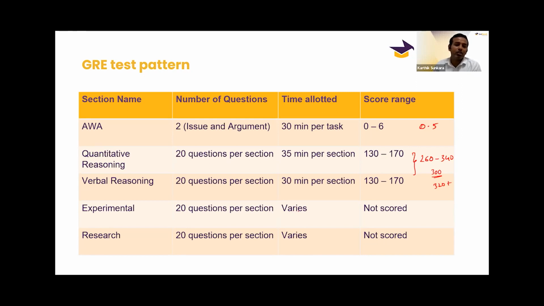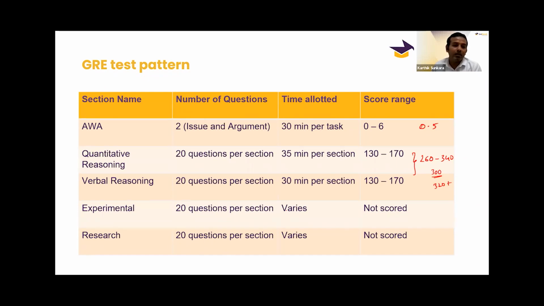And in the same way, the research section is also similar to the experimental section. Now, what is the difference between the experimental section and the research section? In the experimental section, we will not be able to identify which one is the experimental section. But for a research section, we will definitely be able to identify. How? If you get a research section, the last section of your exam will be the research section, and it will be mentioned clearly on the top of the screen that it is a research section. So it is your choice if you want to take that section or skip that section.